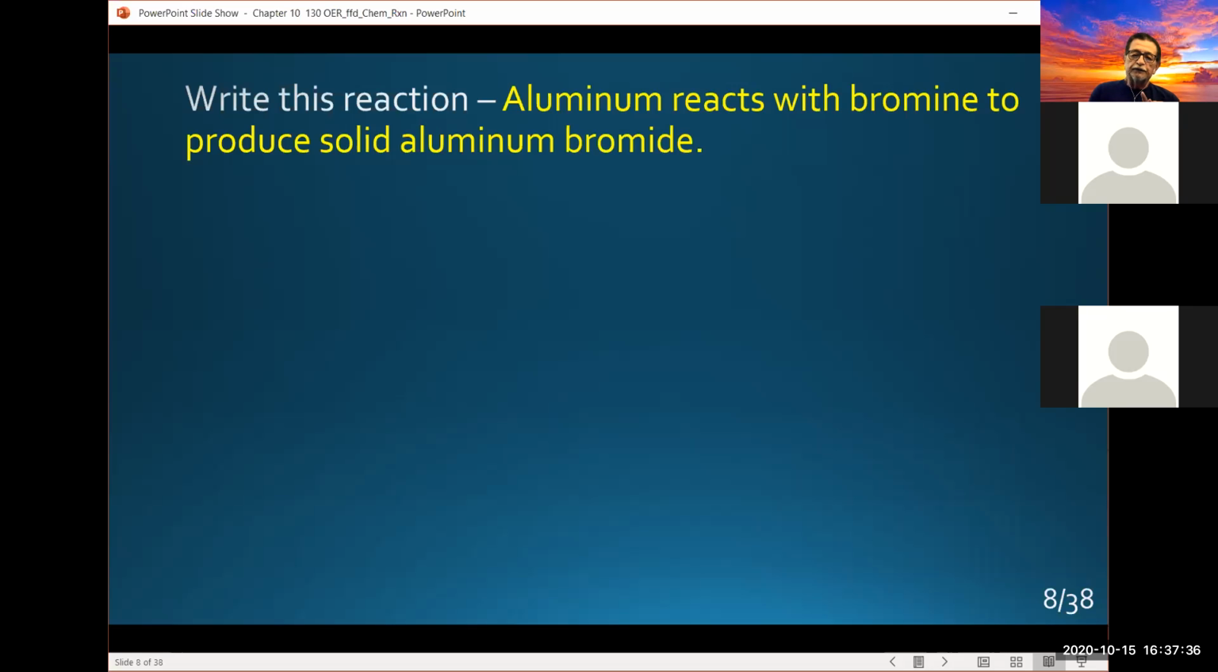And then they tell you the keyword, to produce. To produce is the keyword that tells you that's the arrow, the reaction arrow. Anything after to produce, or forms, or reacts with, are the products. And so they tell you solid, the physical state, aluminum bromide. Well, it's important that we first write the proper formula.